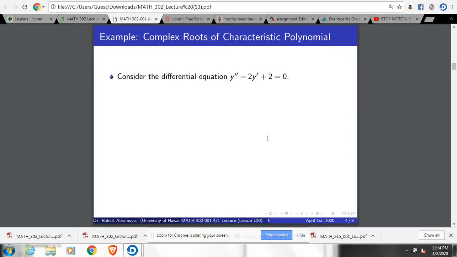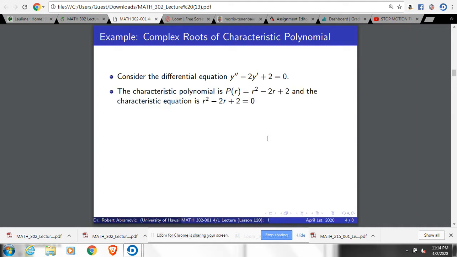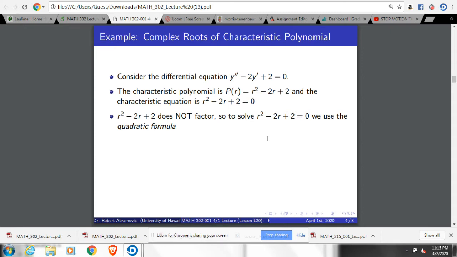So let's see how this plays out when we are solving a higher order linear differential equation. Let's look at this differential equation, y double prime minus 2y prime plus 2y is 0. The characteristic polynomial is r squared minus 2r plus 2. And the characteristic equation is just setting that polynomial equal to 0: r squared minus 2r plus 2 is 0. This doesn't factor, if you check. So to solve the characteristic equation, we need to use the quadratic formula.